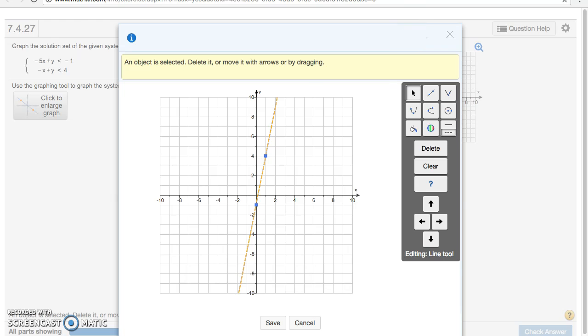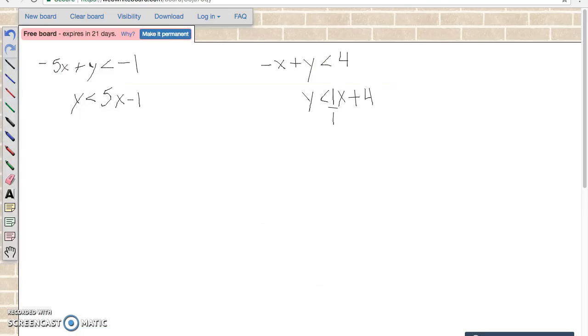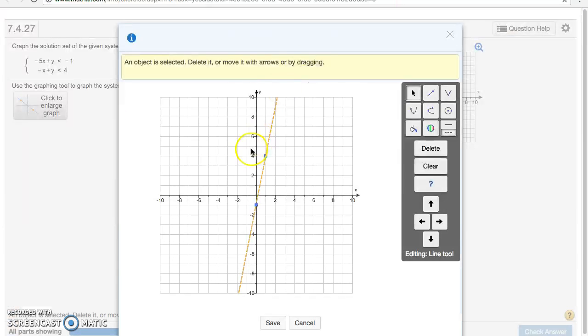And then for the shading, going back to our whiteboard here, since this is less than, we're going to shade below the line. And you may prefer to use a test point, and if so, if you tested any of the points on this right side of the graph, you would see that it would make the inequality true. I prefer the above or below, just because I can see that easier, but either way is fine. Below this line here would be underneath, which is this side.